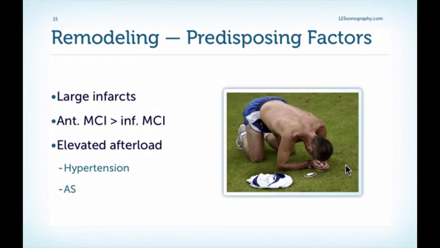And it also occurs more frequently if the patients have an elevated afterload. In other words, if patients also have hypertension or aortic stenosis, they're at increased risk of developing left ventricular remodeling. This is probably also one of the main reasons why medications which reduce afterload, such as ACE inhibitors, are so effective after myocardial infarction.